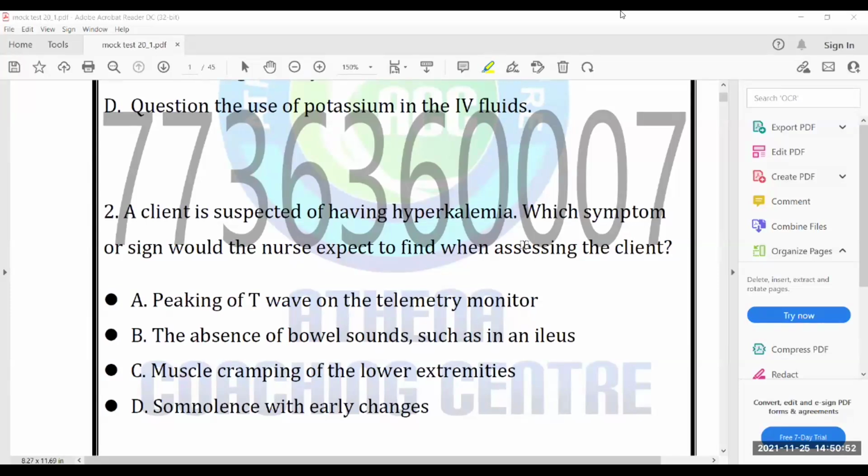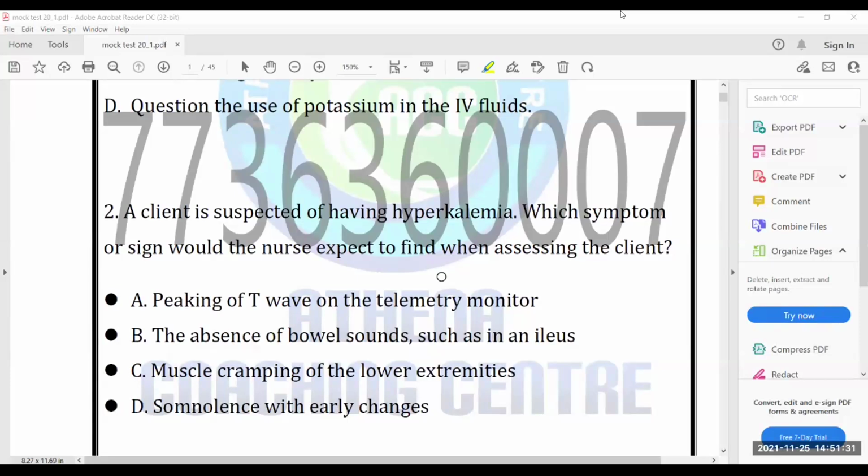Causes of hyperkalemia: renal failure. Again, endocrinal disorders will also cause hyperkalemia. For example, Conn's disease, C-O-N-N-S. Conn's disease causes hypokalemia, sorry, decreased potassium. And Addison's disease causes hyperkalemia.